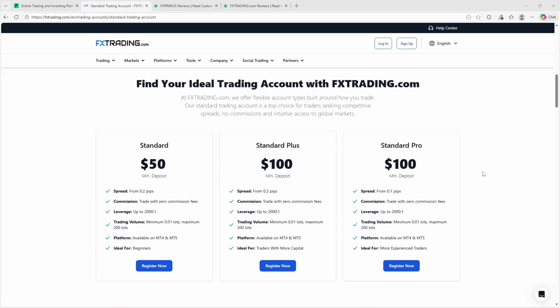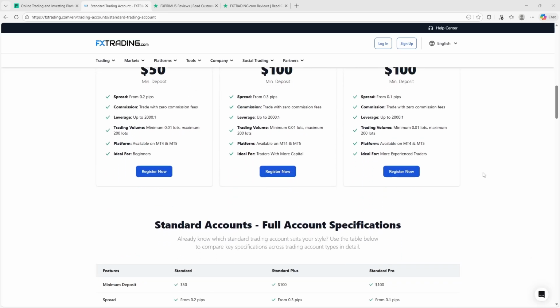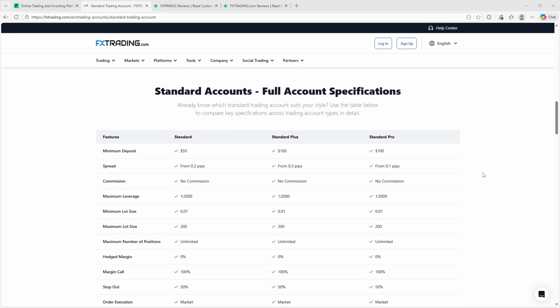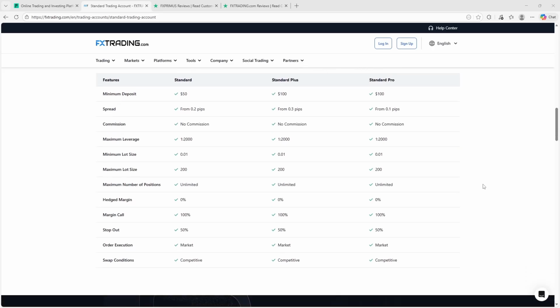The Zero account pushes spreads towards zero, but comes with a higher minimum deposit, clearly positioning it for experienced traders who prioritize pricing transparency and consistent execution. The raw spread account lowers the capital barrier while applying a per lot commission, offering a practical middle ground between retail accessibility and institutional style cost efficiency.